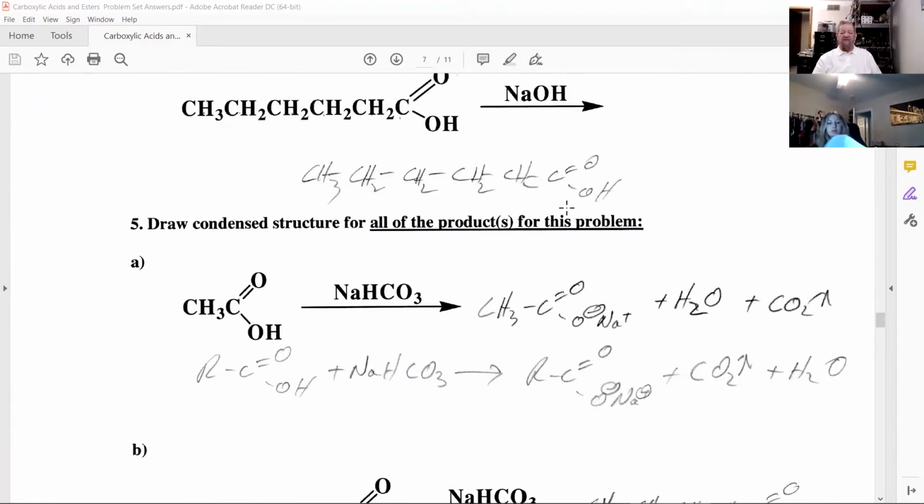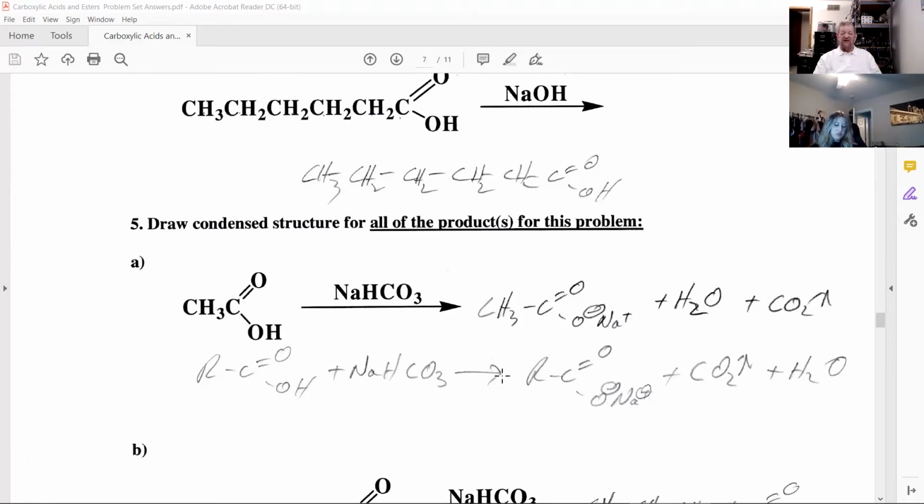All right, now, everybody, pay attention. Number five, different question. Draw the condensed structures for all, again, all of the products for this problem. And what are we doing? We're reacting this compound with NaHCO3, sodium bicarbonate, baking powder. And what is this we're reacting with? What's different? Carbonyl with a hydroxyl group and an R, carboxylic acid.